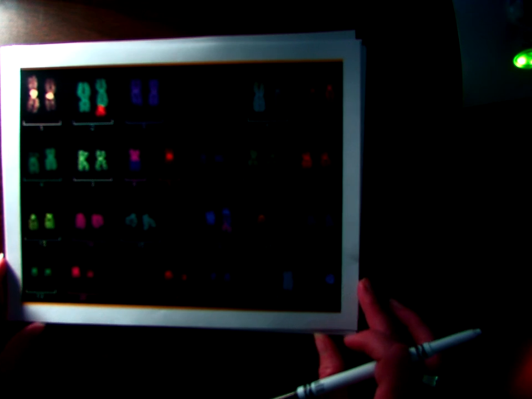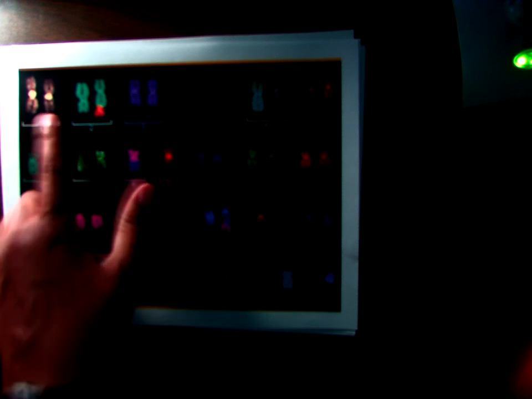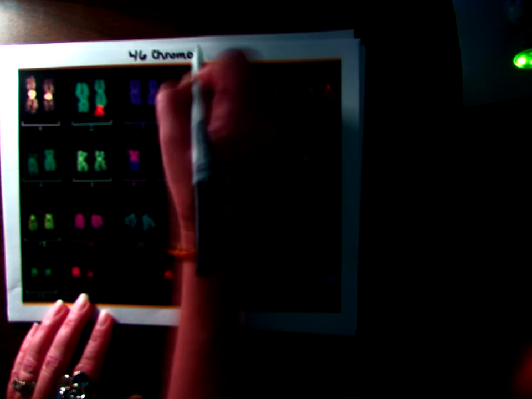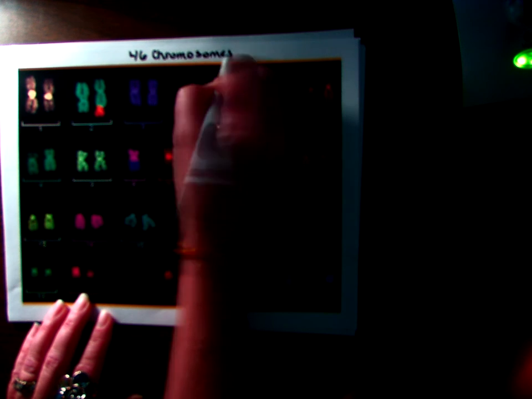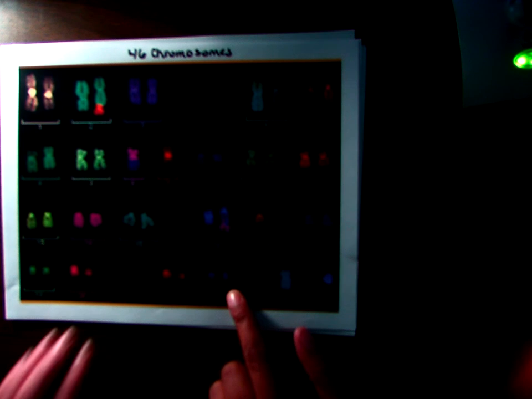All right, what we have here is a picture of the chromosomes of a human person. You notice that there are pairs of chromosomes, 2 in each area. We have a total of 46 chromosomes, and they occur in a total of 23 pairs.